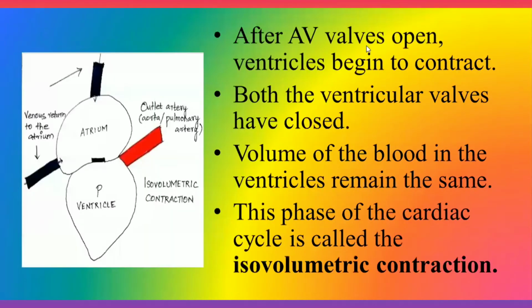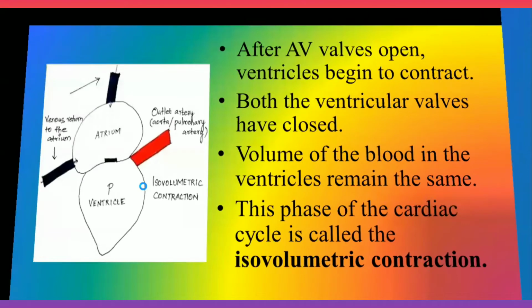Now the ventricle begins to contract. Still the AV valves have not opened yet. I have taken one side of the heart only; consider right atrium and right ventricle, or left atrium and left ventricle, take it anything. Both the ventricular valves have closed. So the volume of the blood in the ventricle remains the same, because the semilunar valves have been closed and the AV valves have been closed. The blood from the ventricle can't go out, so the blood volume will remain the same. So this phase is called isovolumetric contraction.